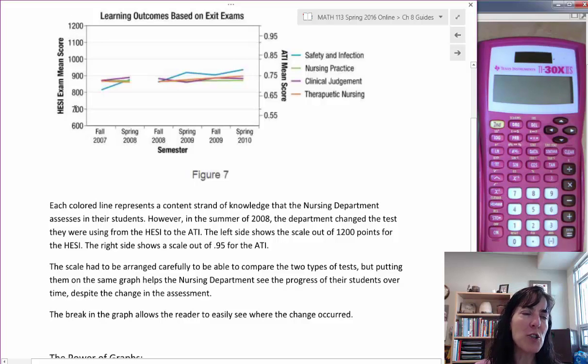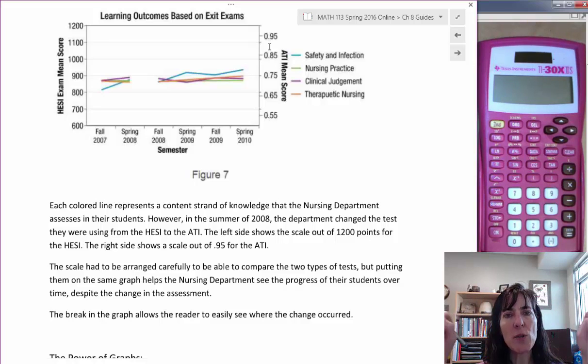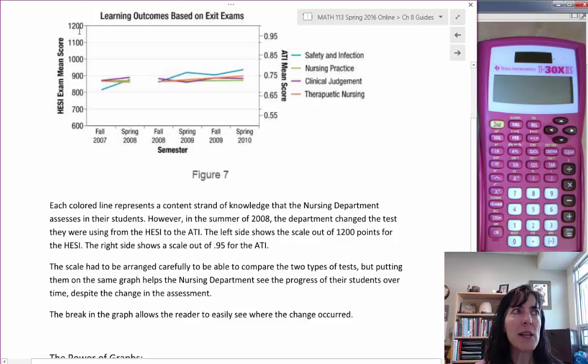The left-hand side shows the scale out of 1,200 points, and then they kind of figured out a similar scale, but using this ATI score, it's between 55 and 95. Very different, but when they put them side by side, you can kind of see how the students are doing over time, even though this scale is very different from this scale. It might be like putting the SAT scores on this side and the ACT scores on this side, because they're very different in terms of the scales.